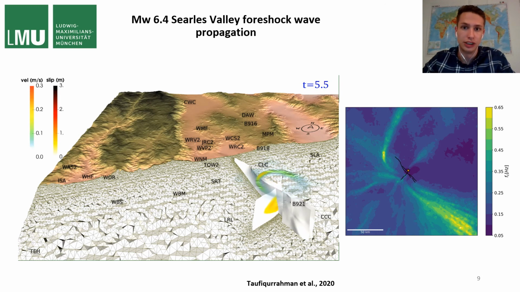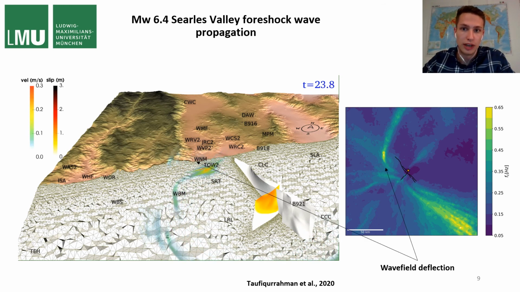After finding this feature in the corner frequency plot, we also noticed it in a video of the wavefield propagation. So now here you can clearly see how the wavefield is deflected at this mountain range, and energy is propagating in a completely unexpected direction, and our corner frequency analysis makes this effect perfectly visible.